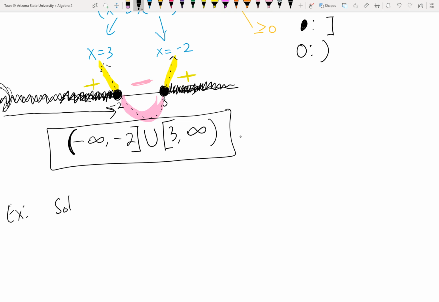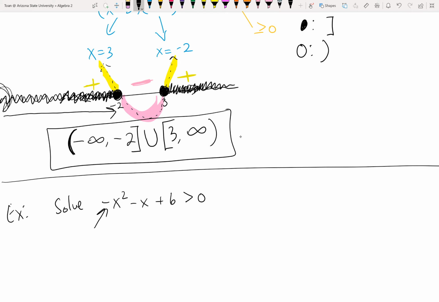Suppose I ask you to solve negative x squared minus x plus 6 is greater than 0. Now, we do have the 0 on one side, so you can leave it like that. But notice how you have a negative in front. You can keep the negative there, or what I like to do is, just because I'm weird, I always like my x squared to be positive. So I'm going to divide out a negative 1.